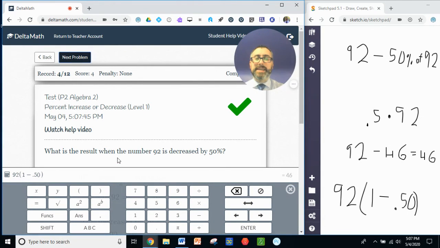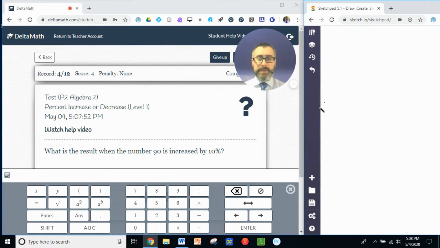Okay, let's take a look at one more problem. This one I want to do as simply as possible, so I'm going to try that shortcut and see how I can make it work. What is the result when the number 90 is increased by 10%? Let's use our shortcut form. First, I start with my original number, and then I use parentheses 1.